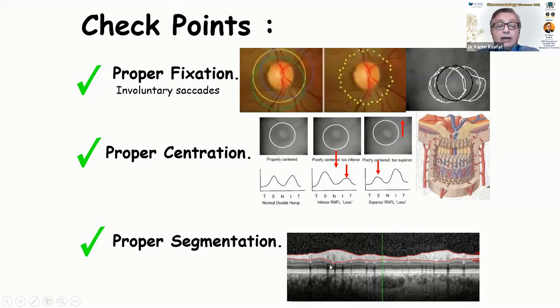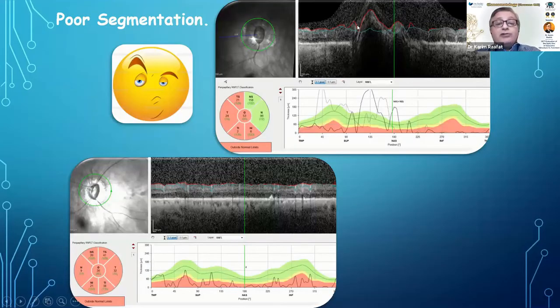This is an ideal segmentation showing the nerve fiber layer beginning and end very well identified, but this is not always the case. Sometimes we find poor segmentation due to either media opacity, myopia, or sometimes vitreous floaters, as we will see, causing this poor segmentation. And the machine gives us a number. If we read this as abnormal, it's not, because this is poor segmentation.